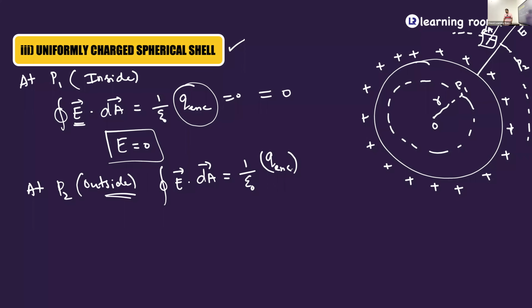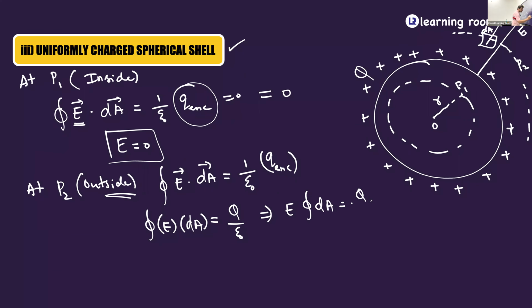This is where we need to be careful. If you take this whole concentric sphere, what is the total charge enclosed within it? It is going to be the charge that is present on the surface of the spherical shell, which is Q itself. So surface integral of E dot dA can be written as E into dA will be equal to Q enclosed, which is capital Q divided by epsilon naught. So what you can do is take the E outside, which implies E into the surface integral of dA is equal to Q divided by epsilon naught.